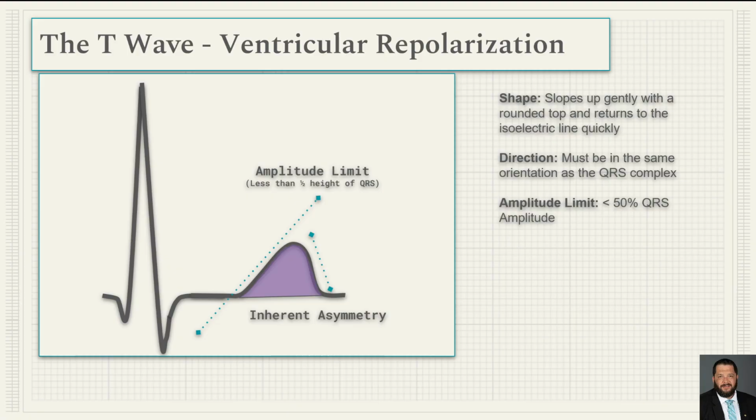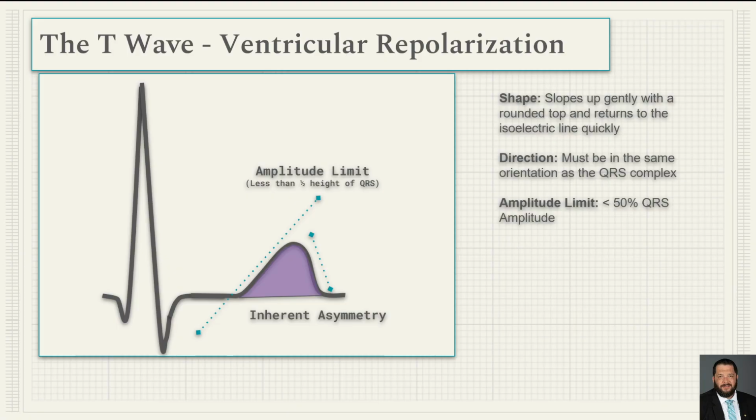The morphology for the T wave should have a relatively lightly sloped upward direction to the peak of the T wave, and then a sharp decline downward. And we call this an asymmetrical presentation. It slopes up gently with a rounded top and then returns quickly to the isoelectric line.